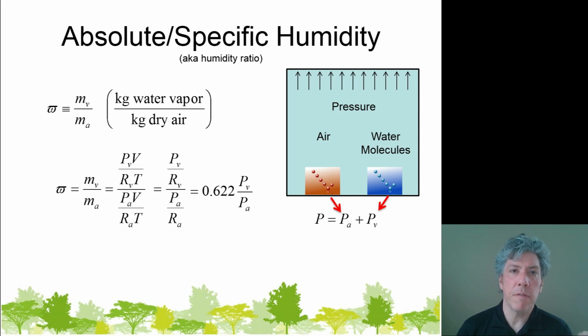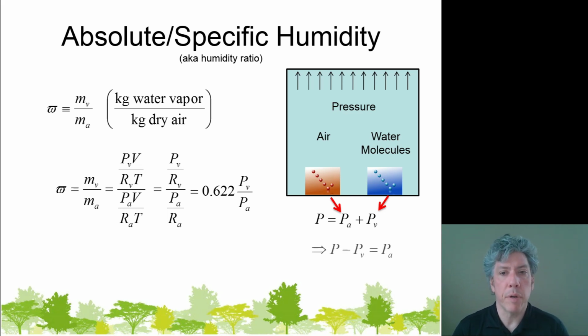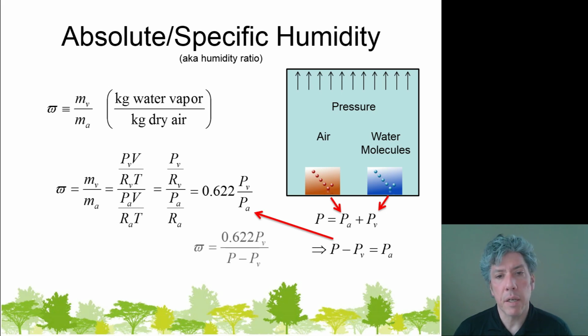So this is a very convenient way to write the absolute humidity and quantify the amount of water vapor in the air based on the partial pressures of the water vapor and the air. And a lot of times what we'll do is, if we know the partial pressure of the water vapor itself, we'll just take the total pressure minus the partial pressure of the water vapor to represent the partial pressure of the air, make the substitution, and here we go.